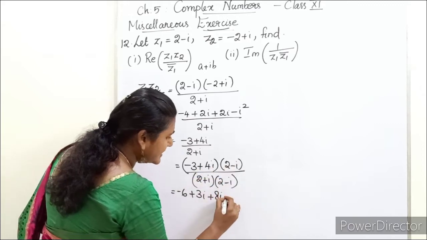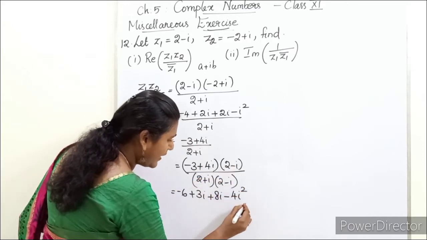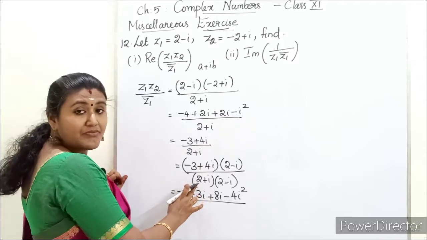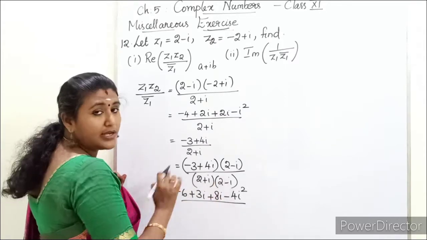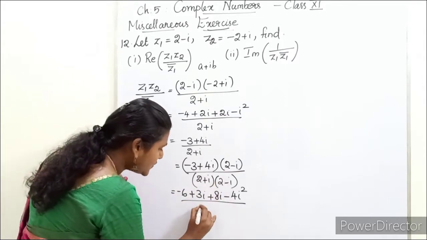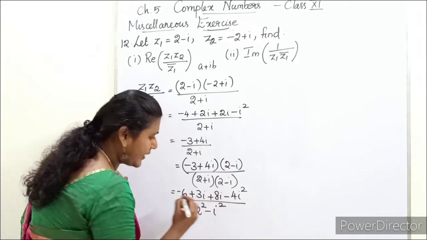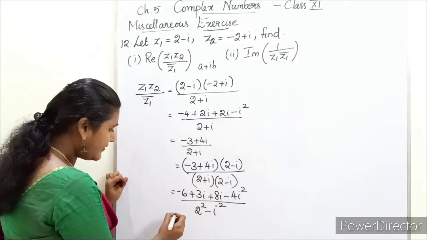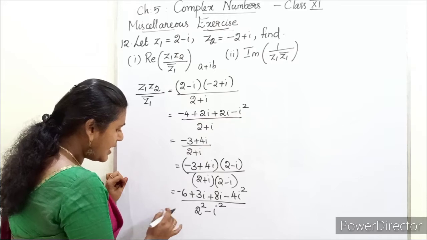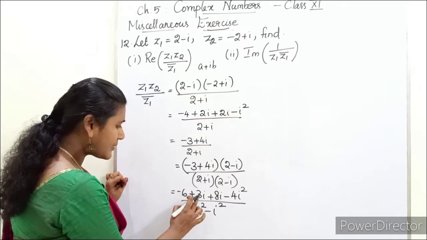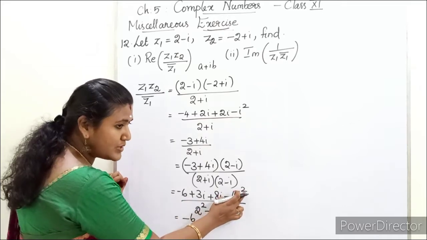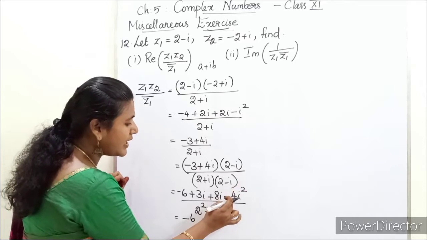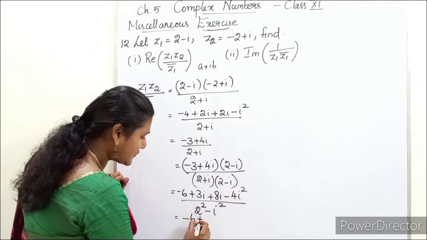4i into minus i is minus 4i square, divided by, here we will use the identity (a plus b) into (a minus b). That is 2 square minus i square. So again further we will simplify. So we will get minus 6, minus i square value is minus 1. So minus 1 into minus 4 is plus 4.